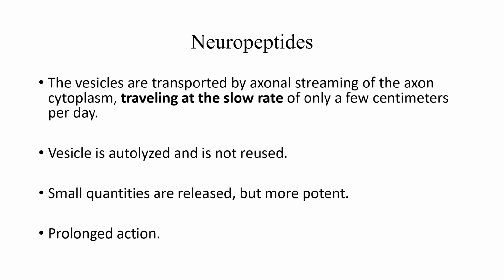The speed of transmission from the soma of the sensory neurons, or the cell bodies, to the axon terminals is at a slow rate for these neuropeptides, and they are not recycled in the presynaptic terminals, but they will be autolyzed and not reused. The quantities, as we said, are small but more potent, and the action is more prolonged because it mainly acts through the second messenger system.